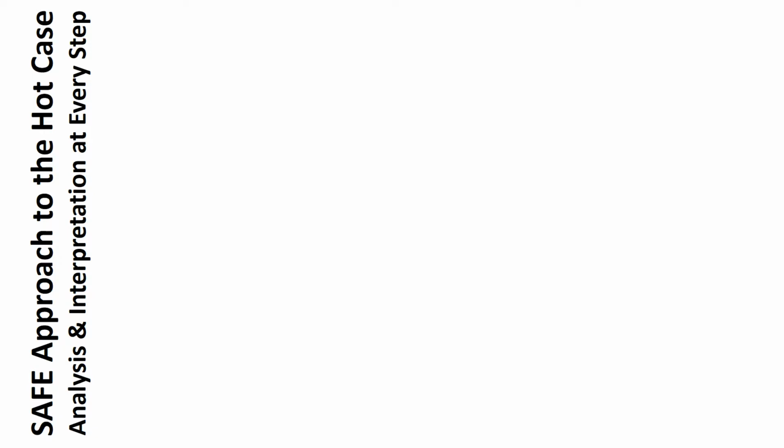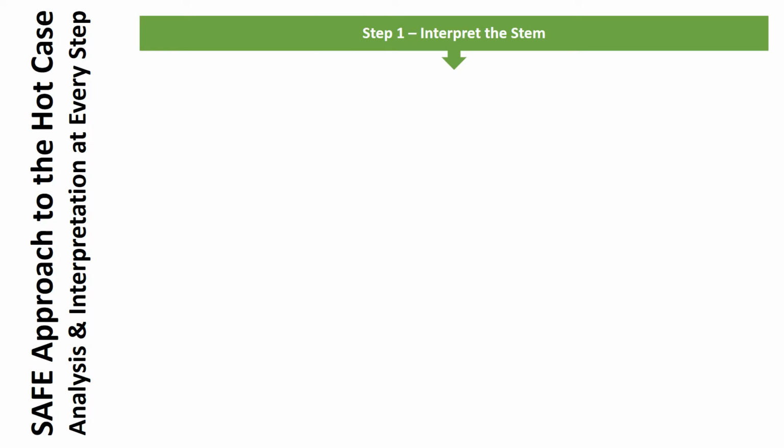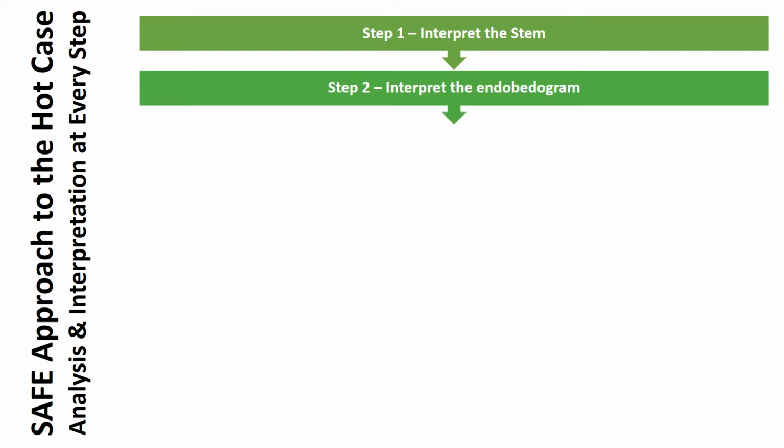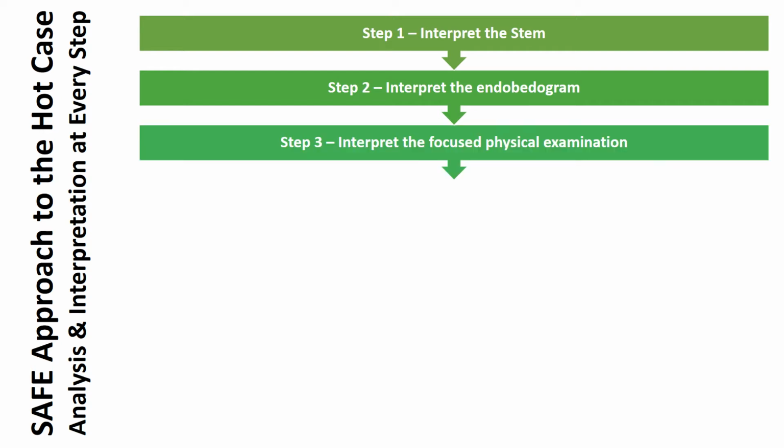Firstly, I'm just going to divide this into steps. Step one, when you're given the stem, use the time to interpret it. Just don't read it. You have 2 minutes sitting outside the room, interpret it. Second, interpret the end of the bed, which is what I call the end of the bed physical examination. The monitors, the ventilator, the attitude of the patient, whether they get their feeding, etc.